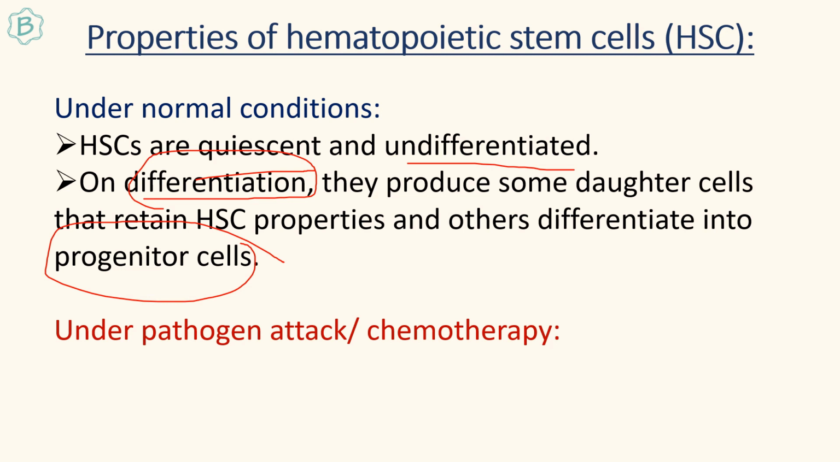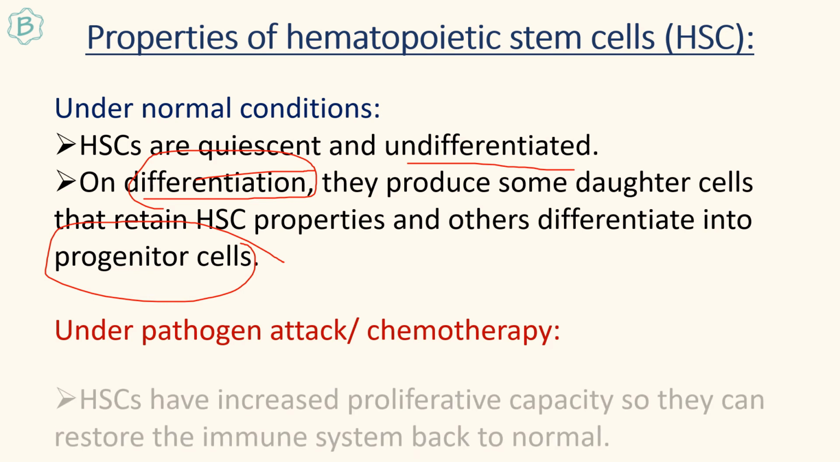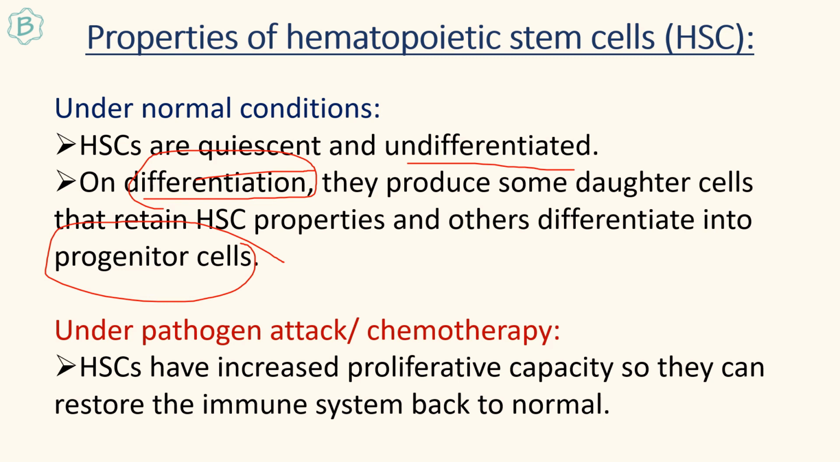But if your body is under attack by a pathogen or it is undergoing chemotherapy, then your immune system is very weak and it is under a lot of pressure. So now these stem cells will have a greater proliferation capacity. More blood cells are being produced, which will help your immune system in restoring its normal function.